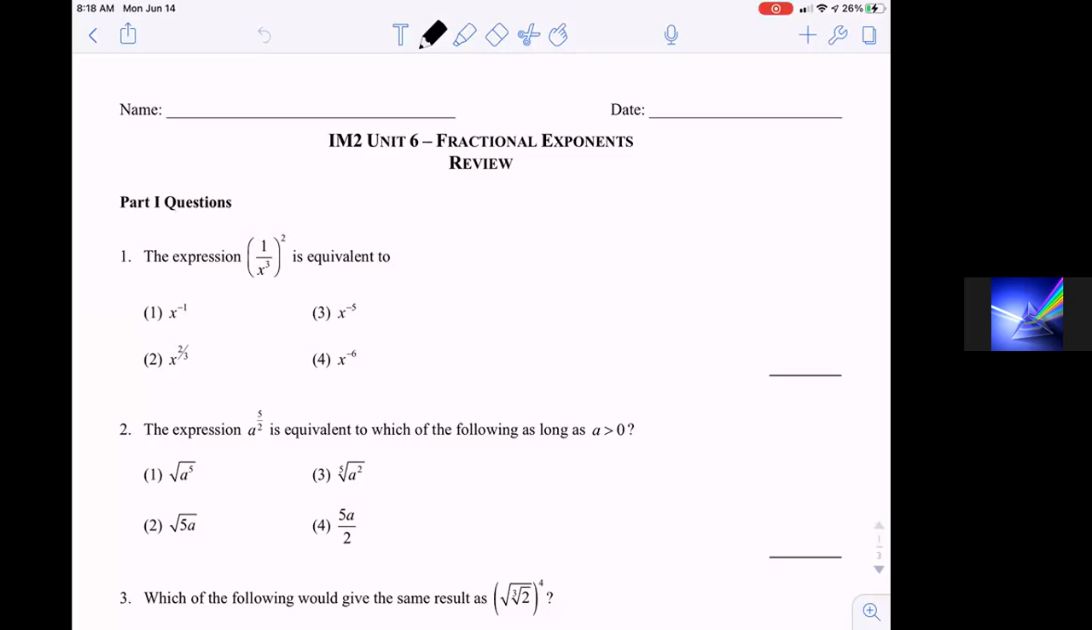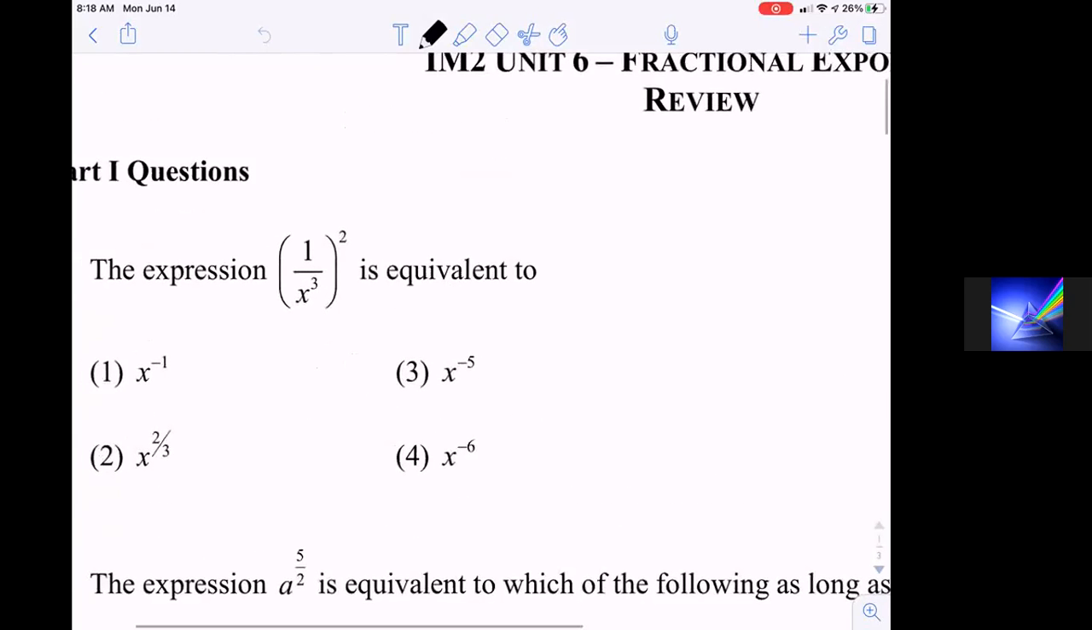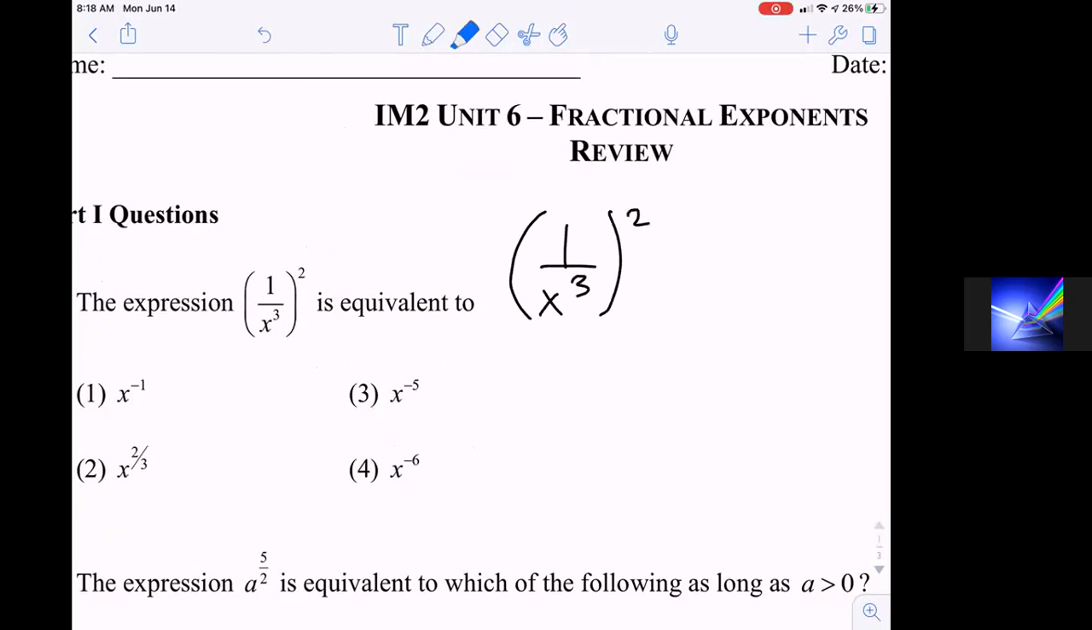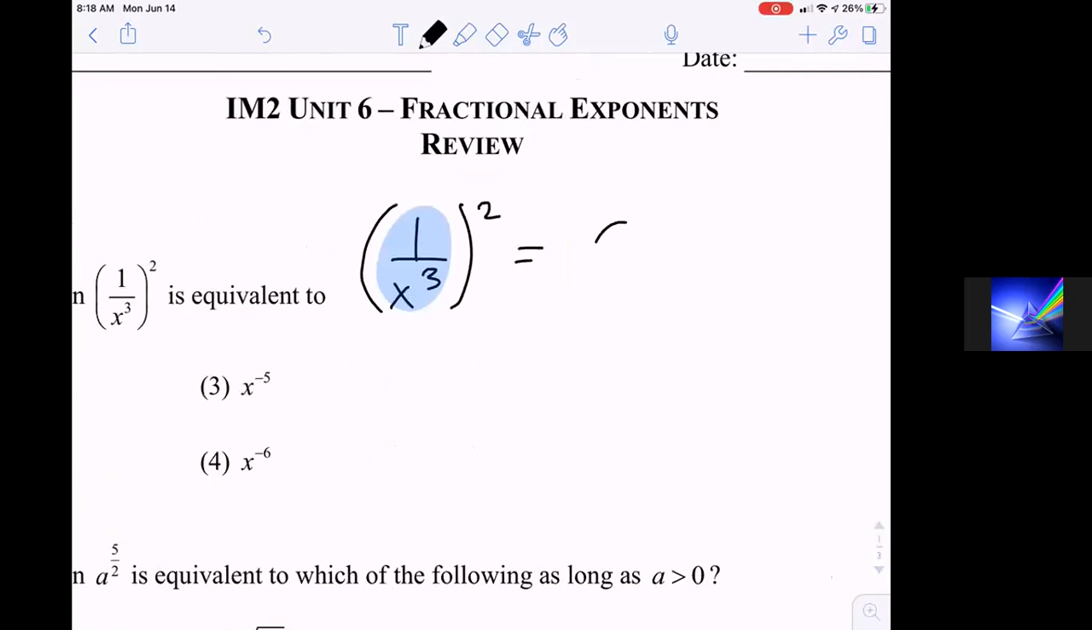Number one, the expression 1 over x cubed squared is equivalent to, well, there's a couple ways we could tackle this. I'm going to show this to you in two ways. One way would be to take this expression that you see right here in the middle and write it as a negative exponent, meaning x to the -3, but then squared. That's all I did was turn this into this.